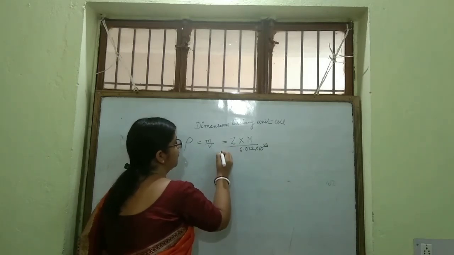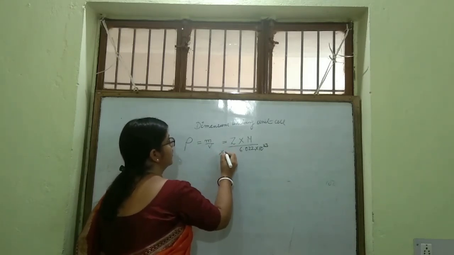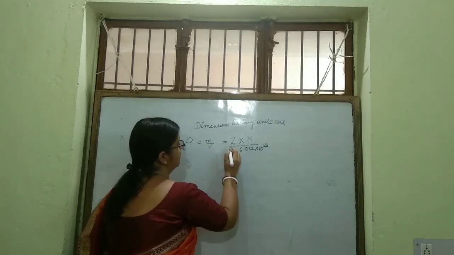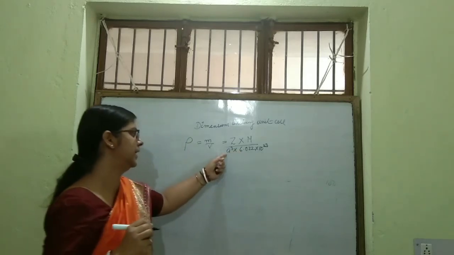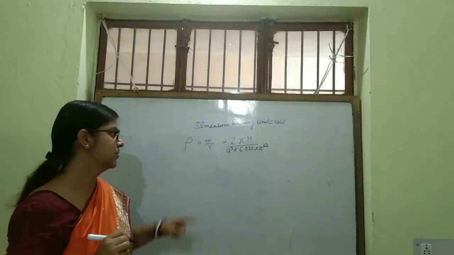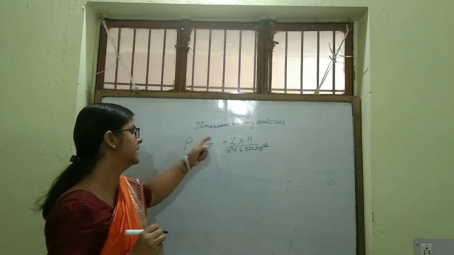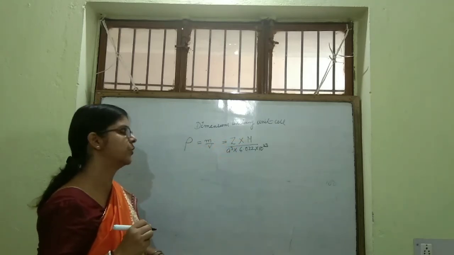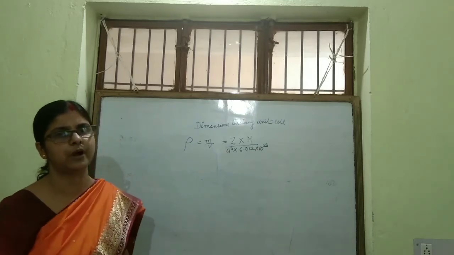Now for finding out the volume, what we will do? We will multiply this with a cube. Suppose here a is the edge length. So we got the formula. Density is equal to Z into M divided by a cube into 6.022 into 10 to the power 23.